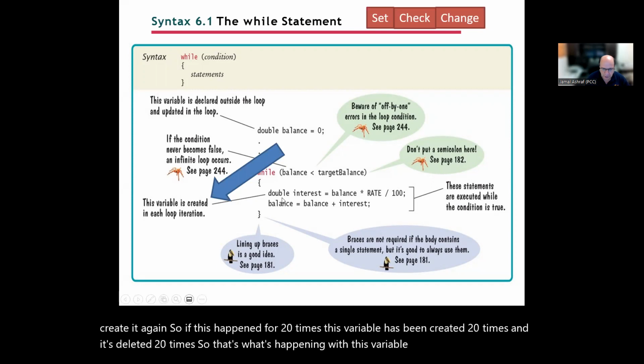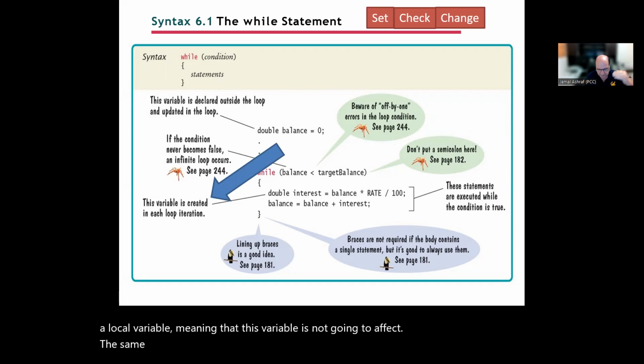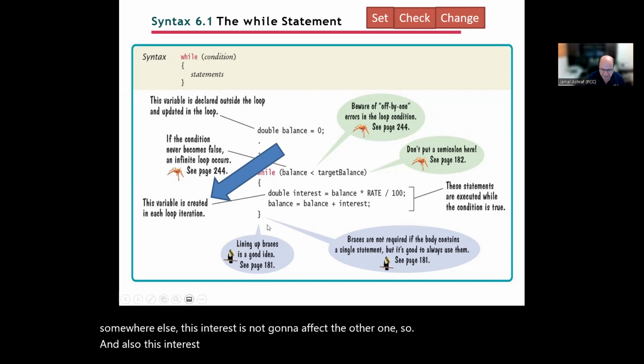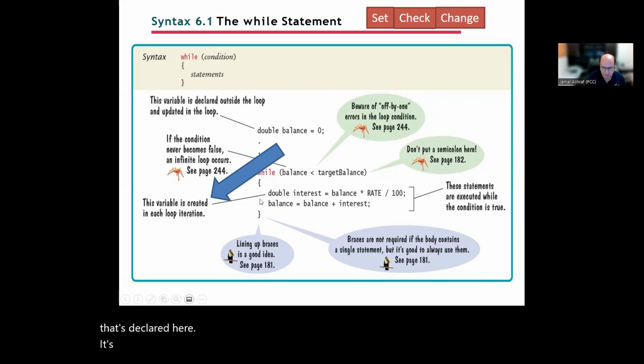And we talked about it as a local variable, meaning that this variable is not going to affect the same variable name if it's outside of this loop. So if I had the same name interest somewhere else, this interest is not going to affect the other one. And also this interest is not available after this bracket, just like what we did with if statements and block of codes. So if I have a variable that's declared here, it's just going to be inside of here. The key here is every time you go through this, this is going to be created.